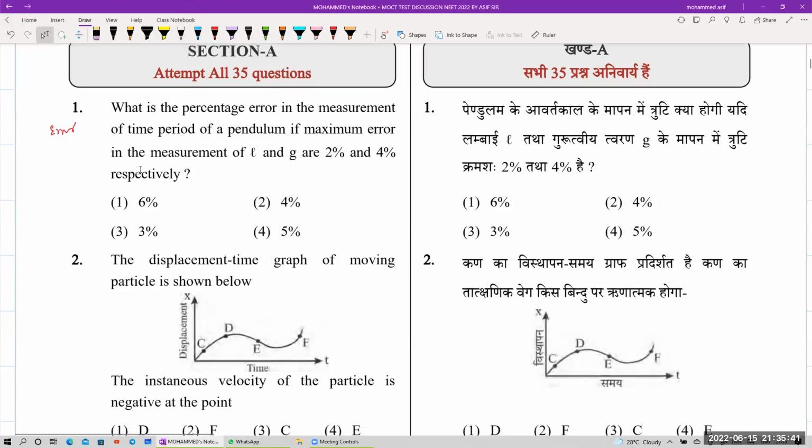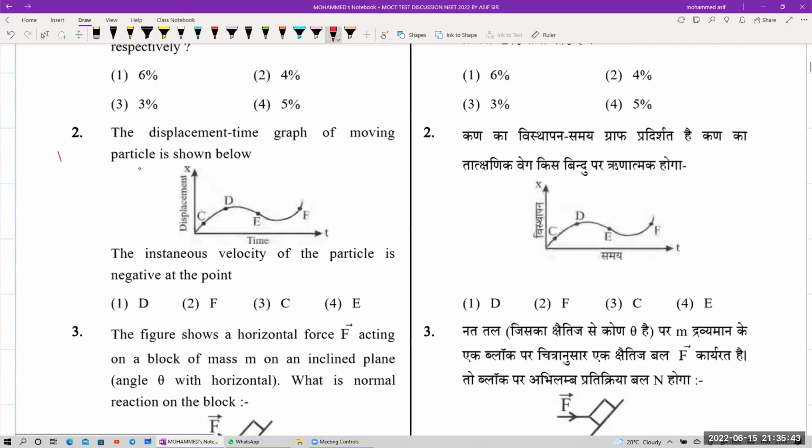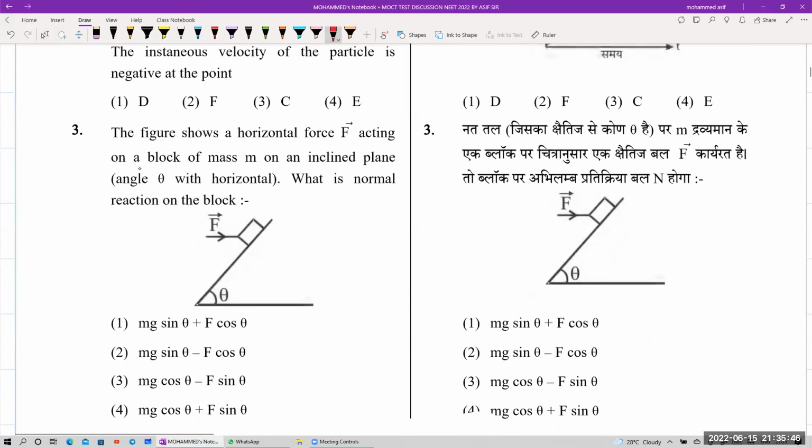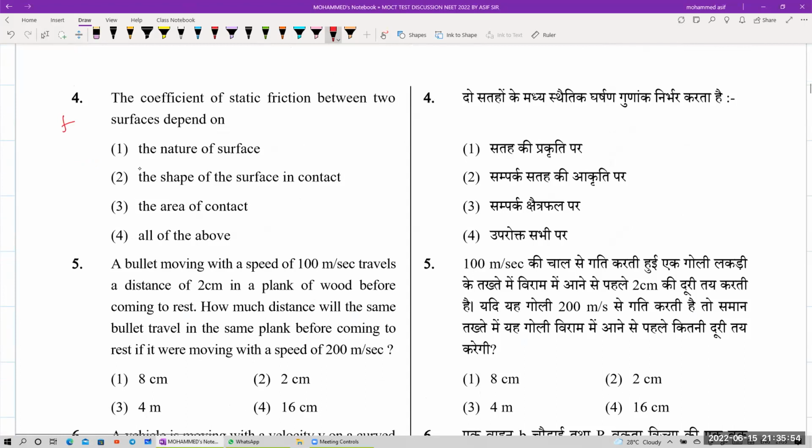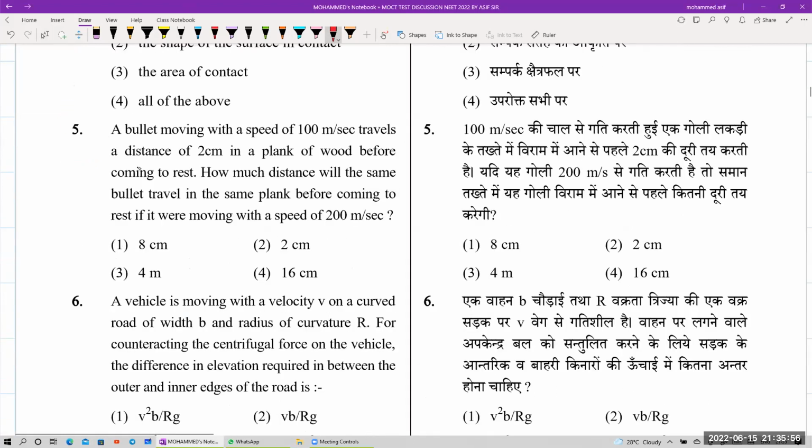Question number 2, you see the displacement time graph of a particle. This belongs to your kinematics. Next one is with a normal reaction, that is Newton's laws of motion. The next one is your coefficient of friction. Then a bullet is moving at a speed, with distance, work, power, energy questions.